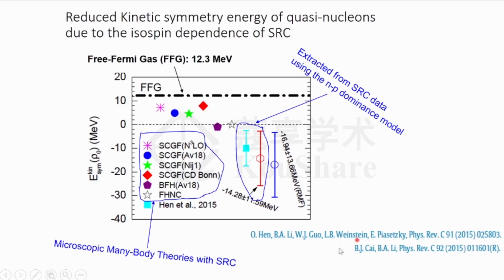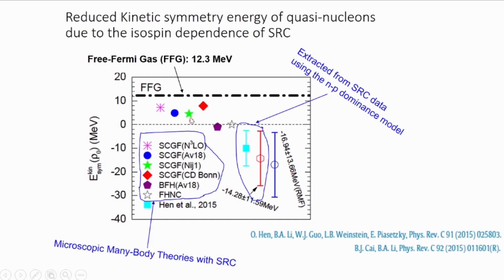We also collaborated with several experimentalists working on short-range correlation. We extracted the kinetic symmetry energy using the neutron-proton dominance model from their data, and we get numbers that are even lower. They are all negative, like negative 10 or 15 MeV or so. Okay, so this is a big effect.